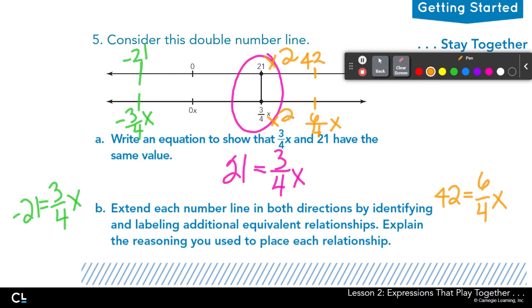Alrighty, and this concludes the getting started. You now know how to set up and write an equation using a double number line. Couple key things here. Remember to always start with 0 and 0x, or 0m, 0t, whatever that variable is. I will see you in the next video.